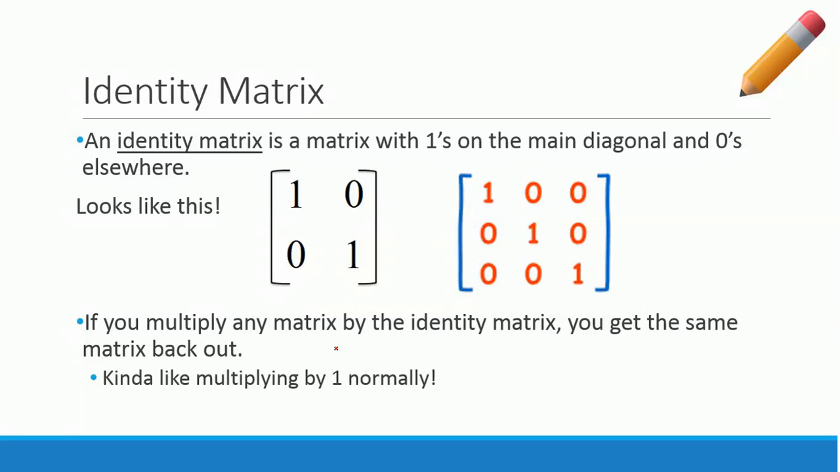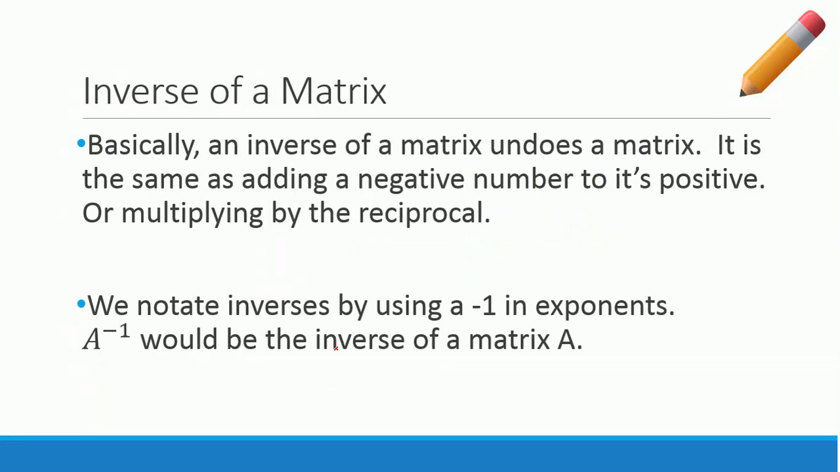Why are we looking at this? Well, basically to use the inverse matrix, what you're going to do is find a matrix that when you multiply it by another matrix, you're going to get the identity back out. So the inverse of a matrix is basically it undoes a matrix. Kind of like when we divide by a number. Well, we can't divide matrices, but we can multiply by what's known as the inverse of a matrix. So basically it's like adding a negative number to its positive or multiplying by the reciprocal. It's going to get you 1 or 0 depending if we're adding or multiplying.